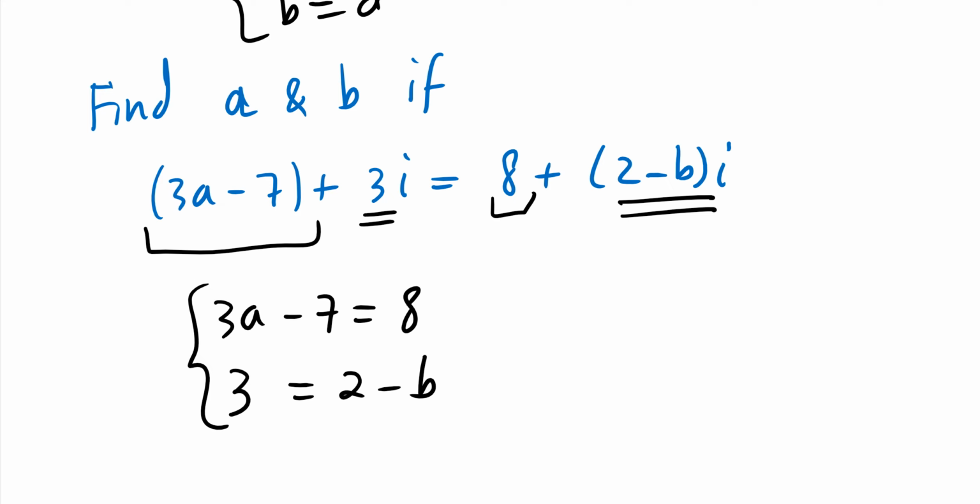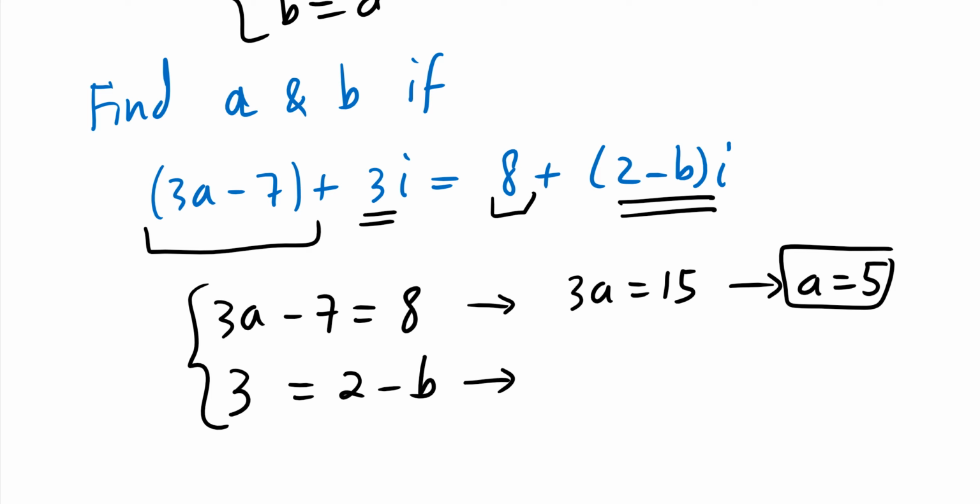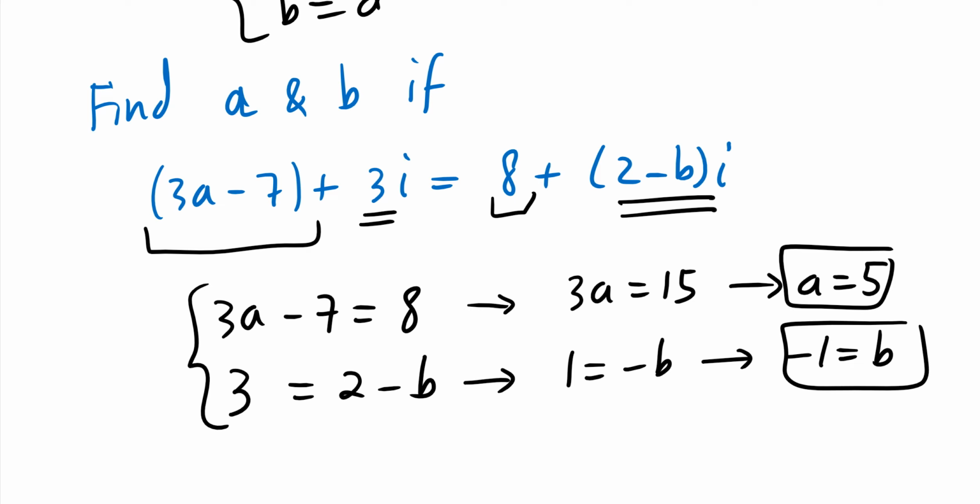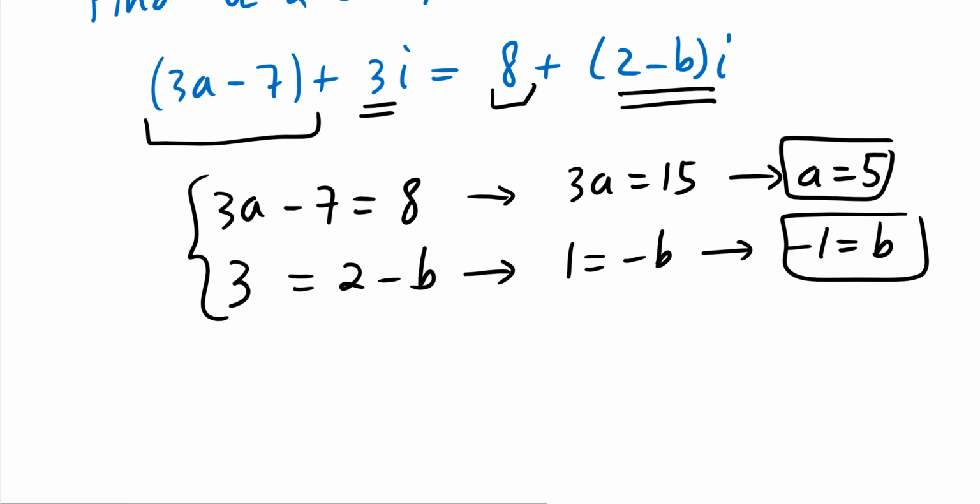Now from the first one, we can say 3a equals 15 by adding 7 to both sides, and a would be 5 in this case. From this one, you can subtract 2 on both sides, get negative b, and therefore b is negative 1. So I got the a and b values that we are looking for.